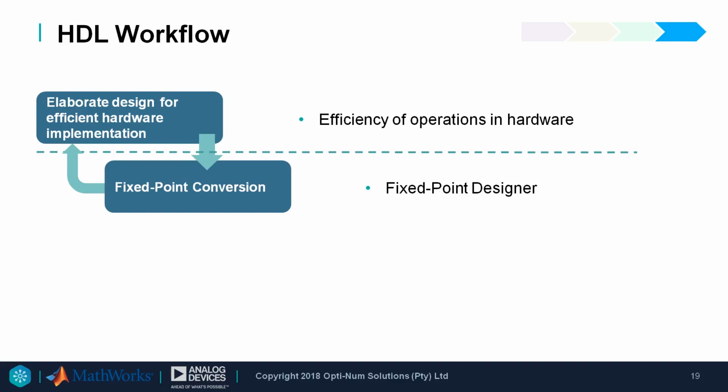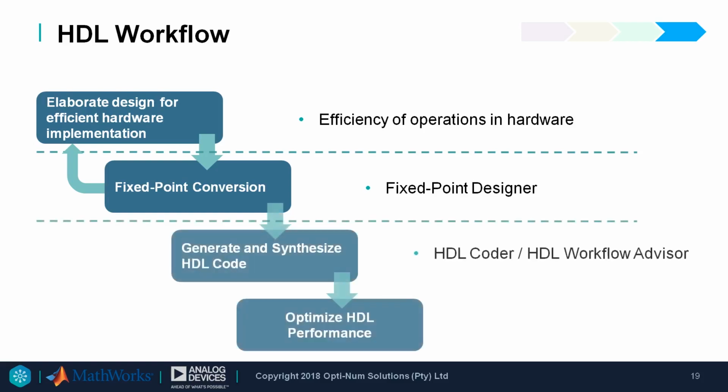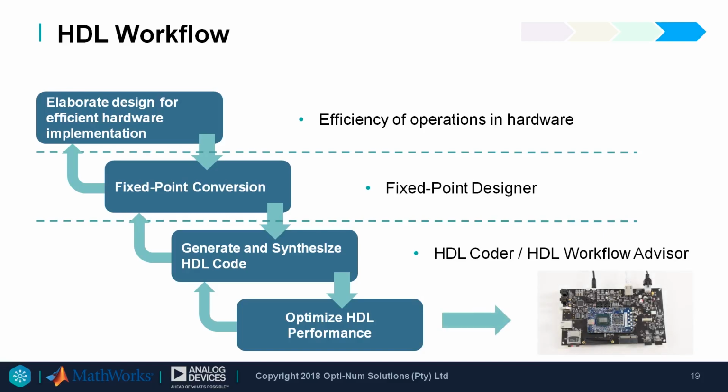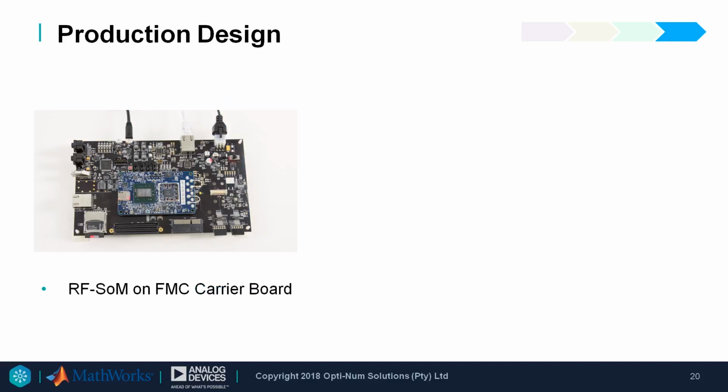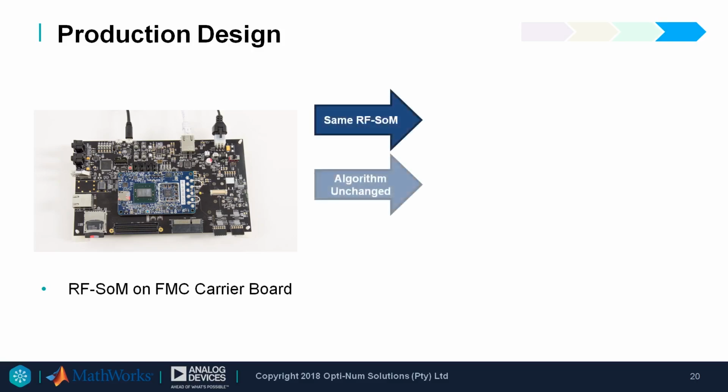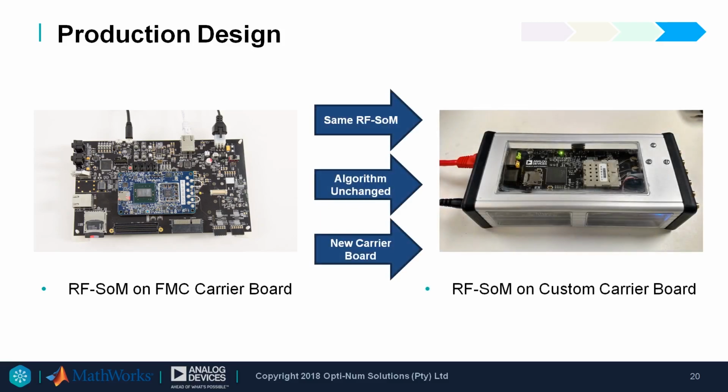We can now use our fixed point model from the detailed design phase to generate HDL code for our prototype. You can use HDL Coder and HDL Workflow Advisor to generate the code and optimize its performance for your prototype. We should then verify the functionality of our prototype against our fixed point model. Once we know that our prototype works, we can then move on to our final hardware verification step. We can now easily move from our prototype to a production radio, which also uses the RF System On Module and the exact same HDL code, but on a custom carrier board with added functionality.